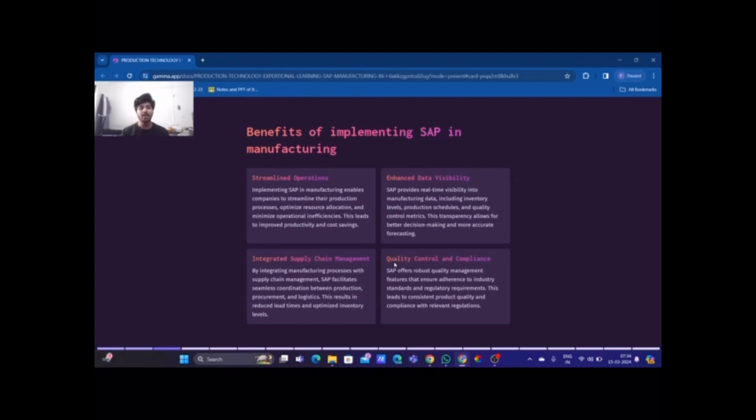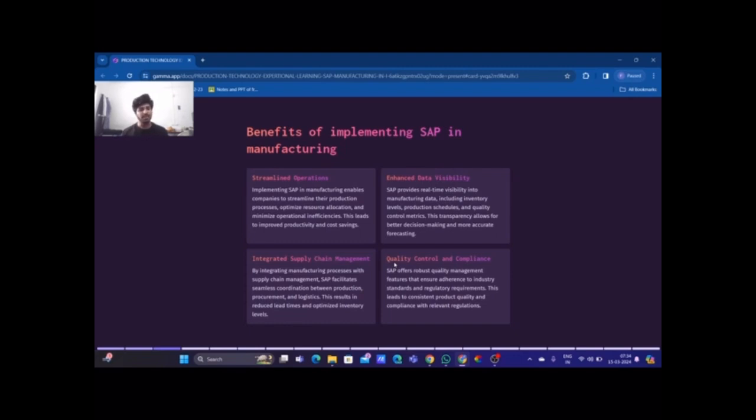And the data. And the next one is enhanced data visibility. In enhanced data visibility, SAP provides real-time visibility into the manufacturing data, at different levels. One machine will make one thing and it will pass on to another machine and make one more thing. These are the enhanced data visibility, and you will keep track of what each machine is doing, and you will have more product and all.